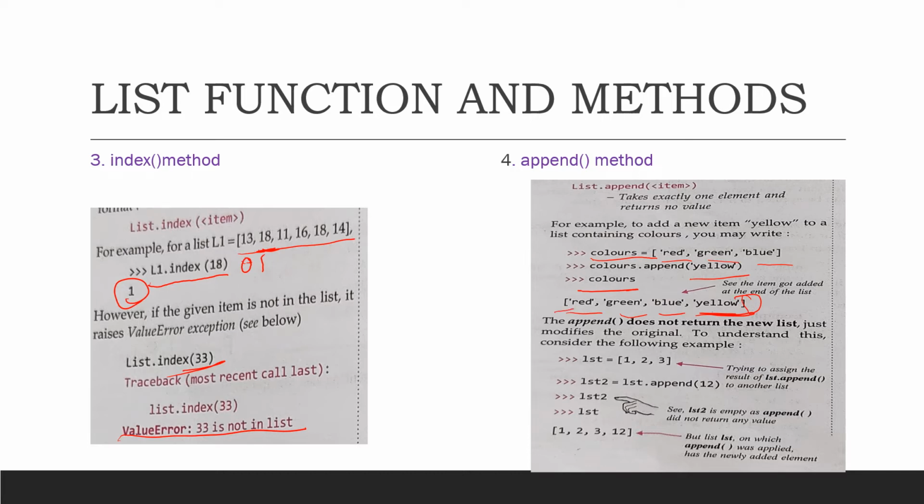Another example is list is equal to 1, 2, 3. So list 2 is equal to list dot append 12. So this statement means that they want to add 12 to the list 1, this list. After 1, 2, 3, they want to add 12. So you will use this syntax and put the number you want to add over there. So when you print it, this is what has come, the output. It came like 1, 2, 3, 12.